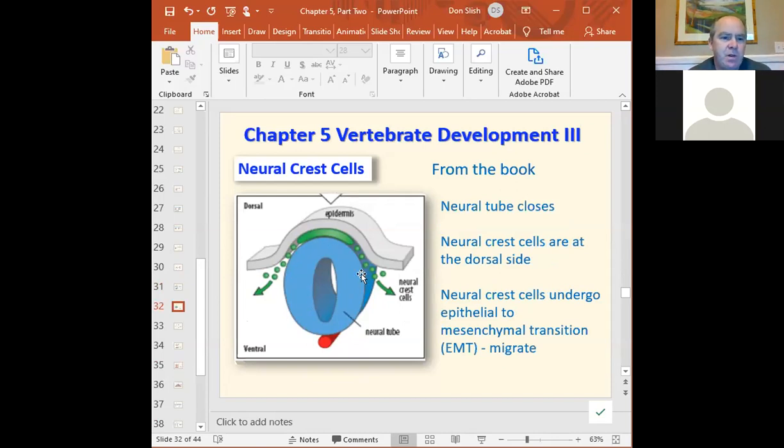So anyway, your neural folds fuse into a neural tube, and the dorsal side of the neural tube becomes neural crest cells, which undergo epithelial to mesenchymal transition, again, EMT, and crawl off and go off every which way, and make all kinds of beautiful things.